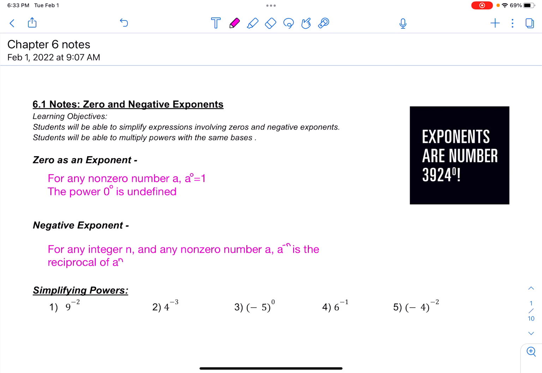But with negative exponents, the big thing to remember is we cannot have negative exponents in our final answer. So we're going to work through a few examples with negative exponents to show how we make those positive.